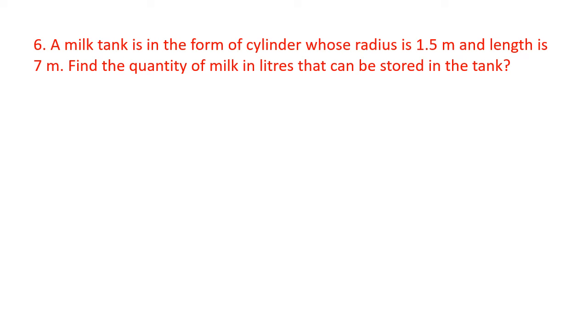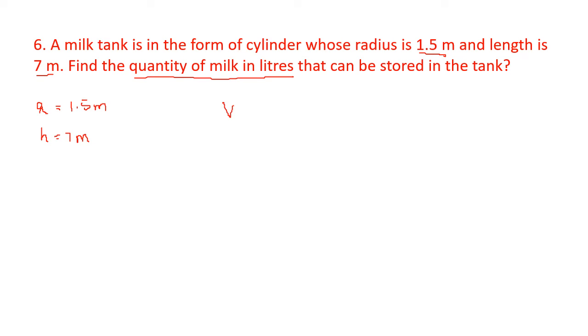In the next sum we have a milk tank in the form of a cylinder whose radius is 1.5 meter, length is 7 meter. So we'll write radius is 1.5 meter and height is 7 meter. Sorry, not centimeter, it's meter. The question asked is: find the quantity of milk in liters. So we have to find the capacity in liters. So first we'll find the volume and then we'll convert the volume into liters.